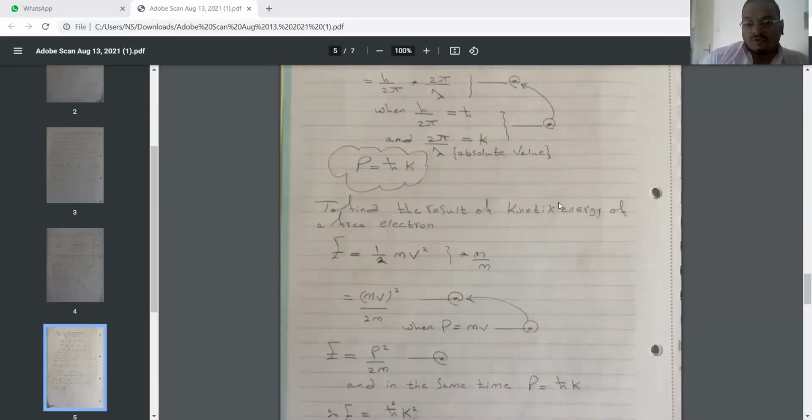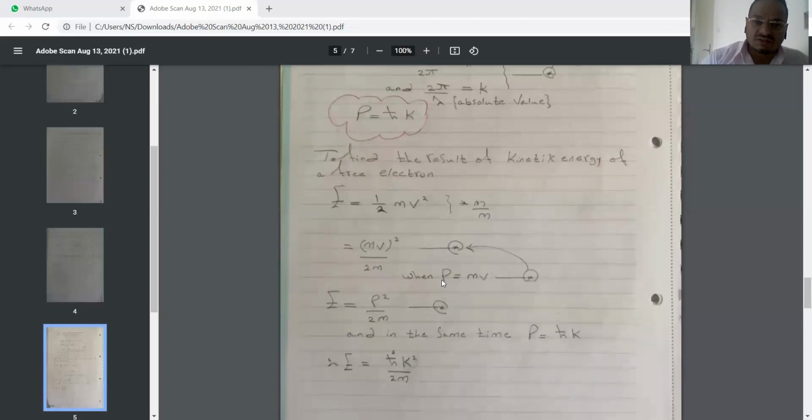Now, to find the kinetic energy of a free electron, like we know, the kinetic energy of a free electron equals one half m v squared, where v is the velocity and m is the mass of the electron. Using another trick to make the result easier for us, I will put m divided by m, and the result will be 1. That's fair in any math equation. That means the equation will be (mv) squared divided by 2m.